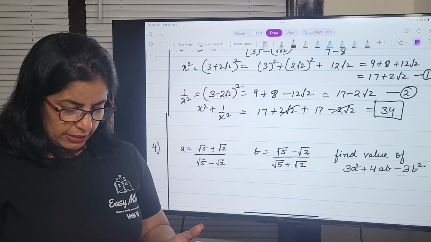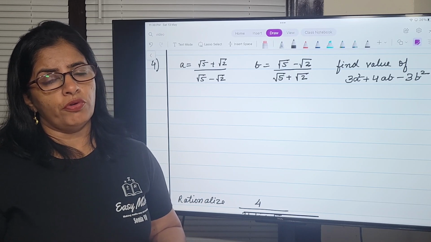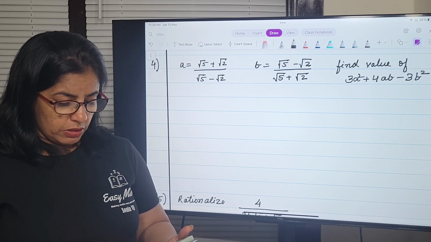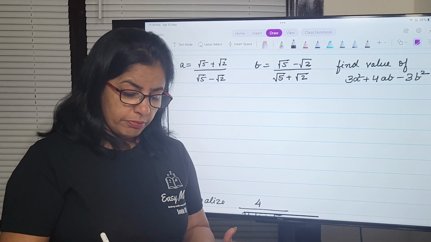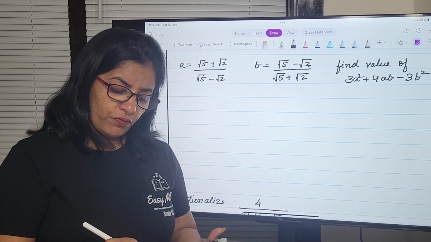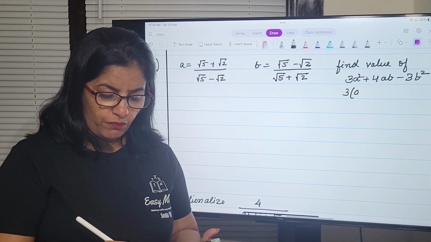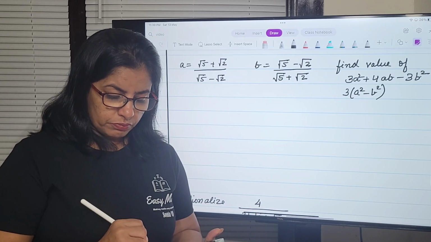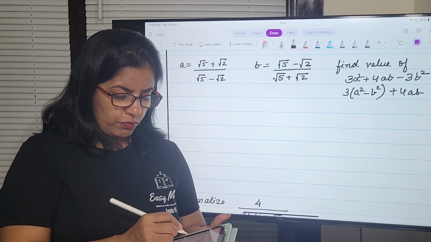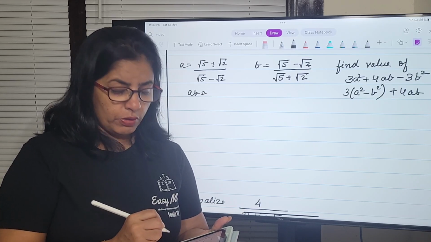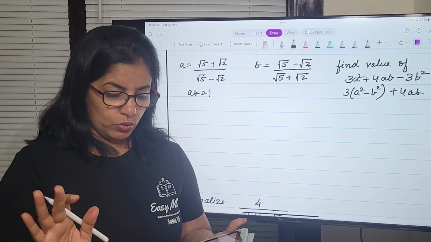Next type of questions are like this, where you see a and b both are given in the form of irrational numbers, but one thing is there: the numerator of one is the denominator of the other. They have asked us to find the value of 3a square minus b square. So I have to find the value of a square minus b square, and then the value of 4ab. If you see, the value of ab will be equal to 1 because the numerator of one will get cancelled by the denominator of the other. ab will be equal to 1.